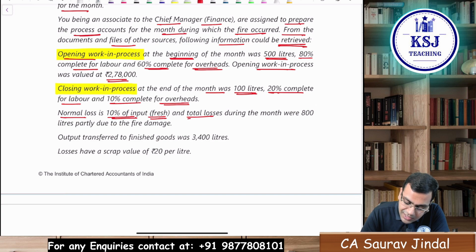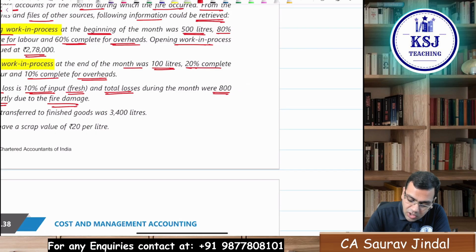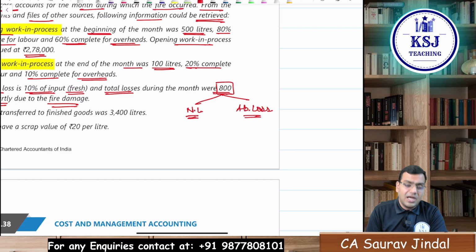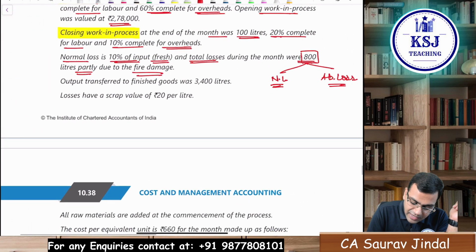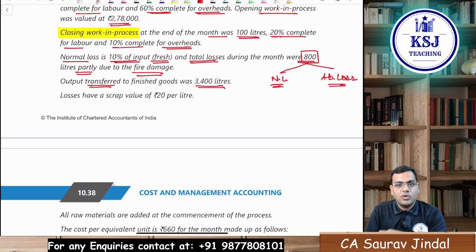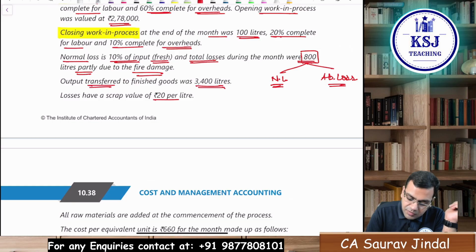And the total losses during the month were 800 liters, partly due to the fire damage. So what they are saying is total loss was 800 liters. Out of this 800 liters, some part is your normal loss and some part is your abnormal loss. How much is normal loss and how much is abnormal loss, we'll find out. The output transferred to the finished goods was 3400 liters. So finally, this was the total quantity which was transferred to the finished goods. Losses have a scrap value of rupees 20 per liter.